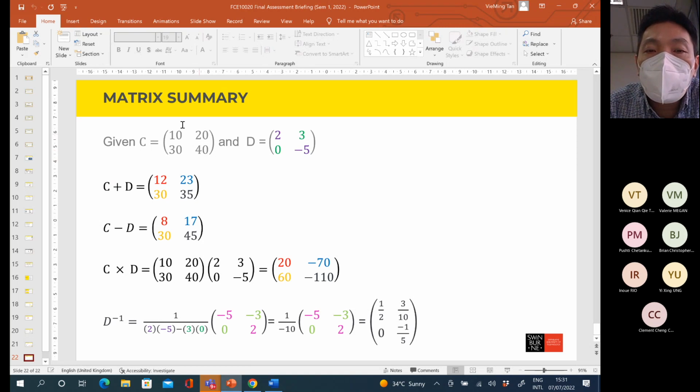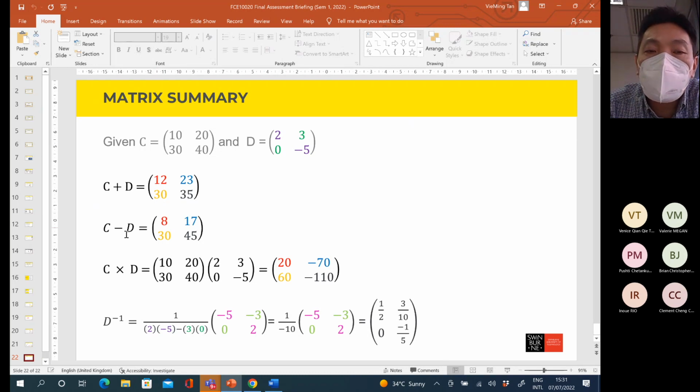Like for this C, the order is 2 by 2: two rows and two columns. Same 2 rows and 2 columns, then we can sum up the C and D matrices. Similarly, if you want to subtract the two matrices, also make sure that the number of rows and the number of columns for both matrices must be the same. Otherwise, we cannot combine these two matrices.